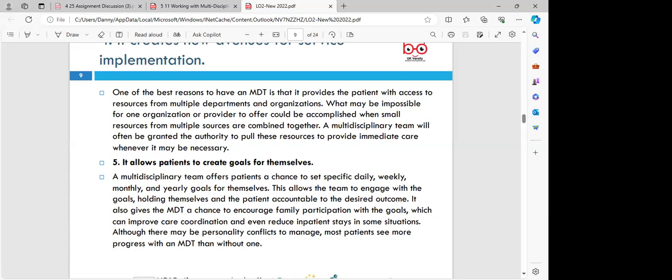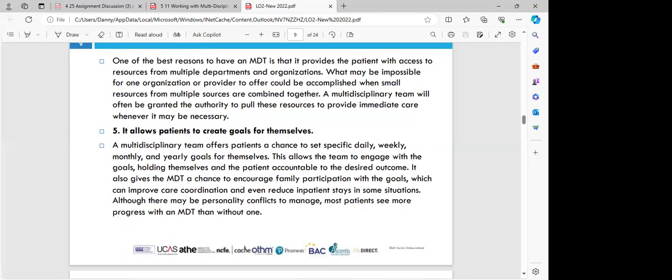The 5th point we can look at: it allows patients to create goals for themselves. I think it is true. Why do you think so, Placidia? For patients to create goals. Yeah.